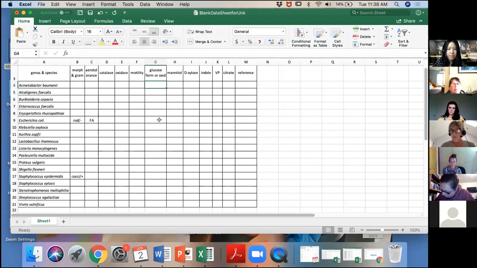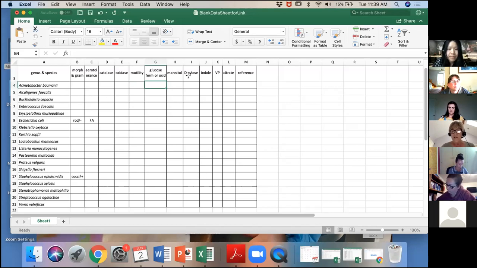Then glucose utilization. Is glucose fermentatively used, or is it only oxidatively used, or does it totally not use it fermentatively or oxidatively? We normally just teach the students fermentation, but there's an organism on here that's negative for glucose fermentation, but it is positive for glucose oxidatively because it's a strict aerobe.